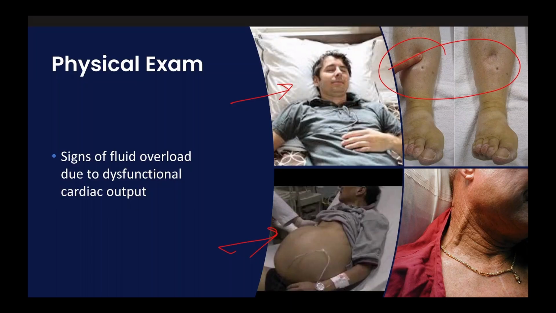That's the fluid wave. And then the last thing, here's your JVD. And you can see how well popped that vein is to accommodate all that excess blood. So that's JVD.